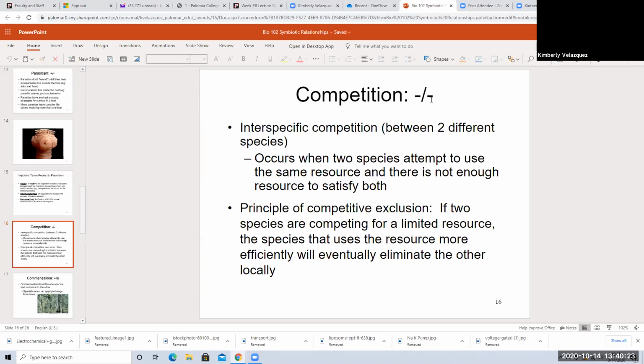And really, one of the biggest principles in ecology is this principle of competitive exclusion, saying that if two species are competing for a resource and that resource is limited, meaning there's not an infinite amount of that resource, then over time, one species will use that resource more efficiently and eventually will eliminate the other in that location.